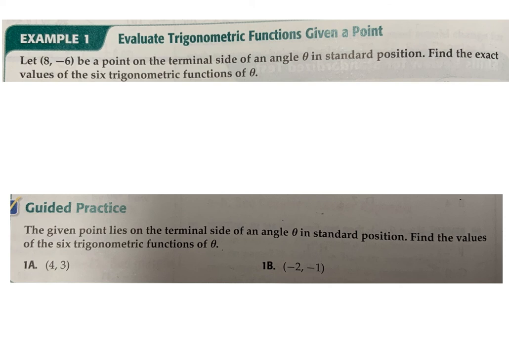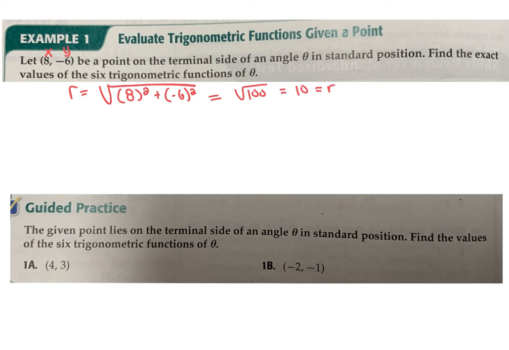Example 1 gave us 8, -6 as my coordinates, all right? So they gave me my x and they gave me my y. All right. They said in standard position, so that means it is going counterclockwise. Find the exact values of the 6 trig functions. I have x and y, I need r. So I'm going to calculate r using Pythagorean theorem. R is going to be the square root of my x squared plus my y squared, all right? Which, this is a perfect Pythagorean triple, by the way. 64 plus 36 is 100, so the square root of 100 is going to be 10. My r is 10.